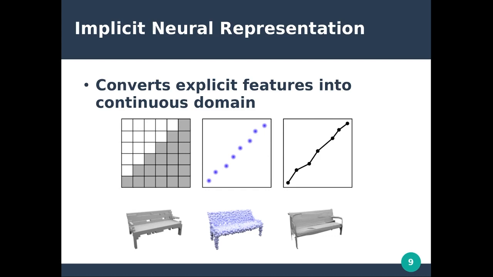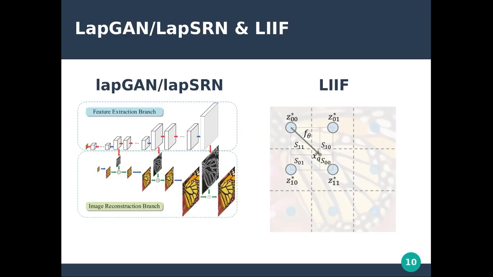Explicit models learn to produce output images that best minimize or maximize a particular loss function, whereas implicit models learn how to convert an image to this continuous domain in such a way that when decoded produces a legible image. In our research, we particularly investigate the Laplacian super-resolution network and the Laplacian GAN, as well as the local implicit image function model. The Laplacian GAN is a GAN that learns explicit features, and the LIIF model learns to convert images to a continuous domain.